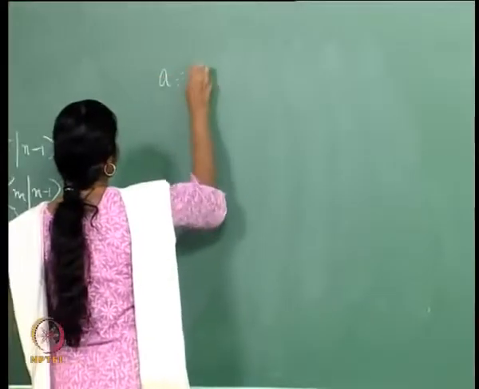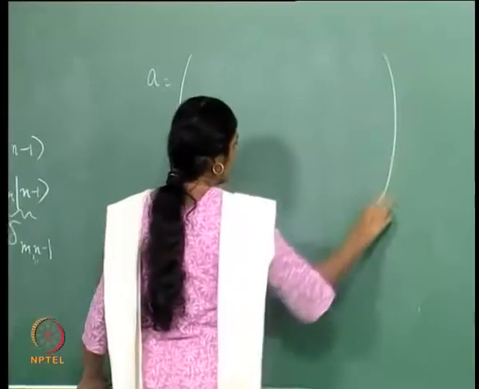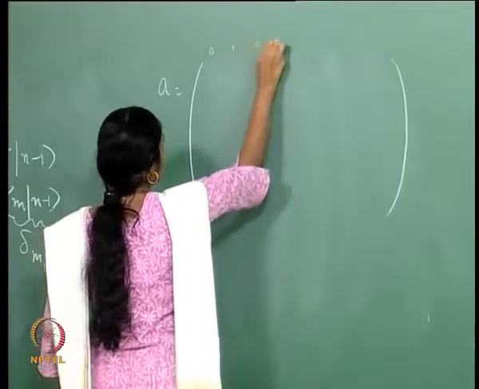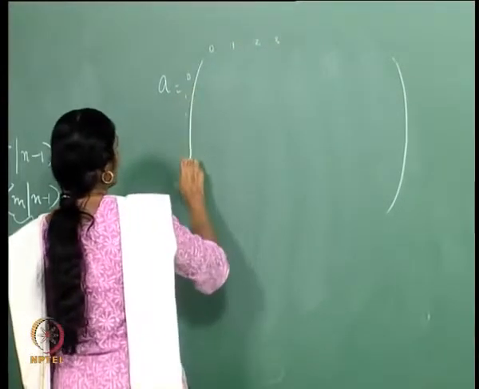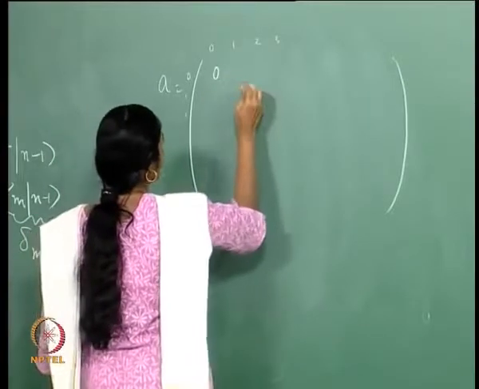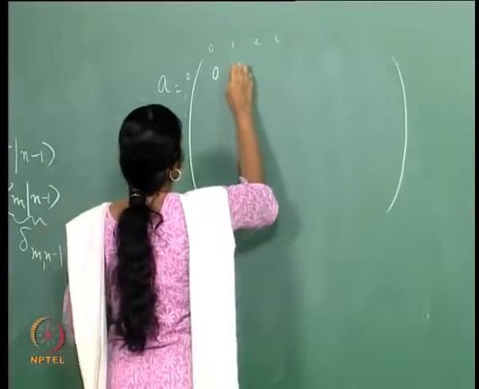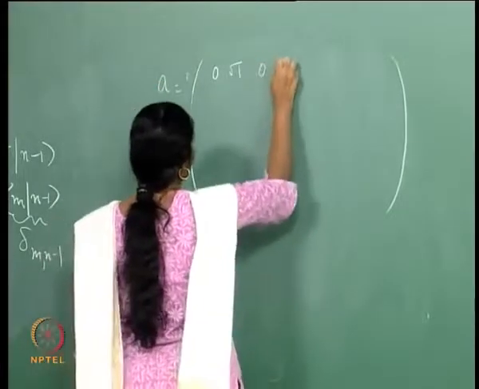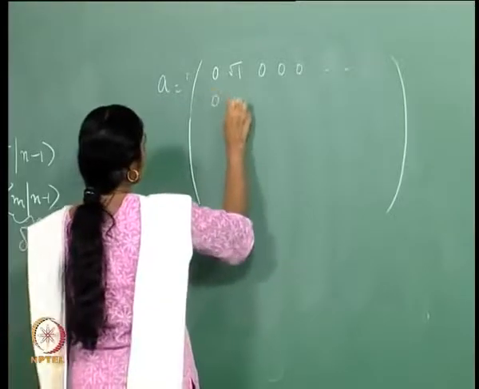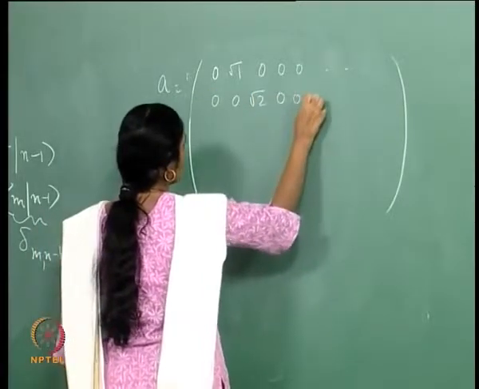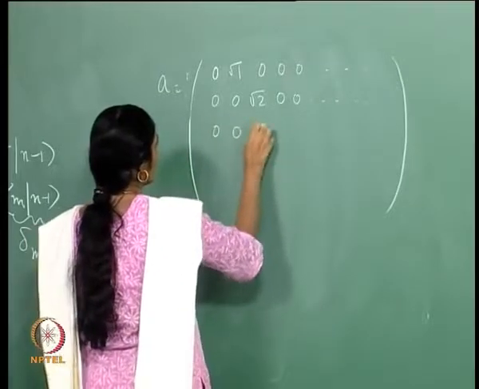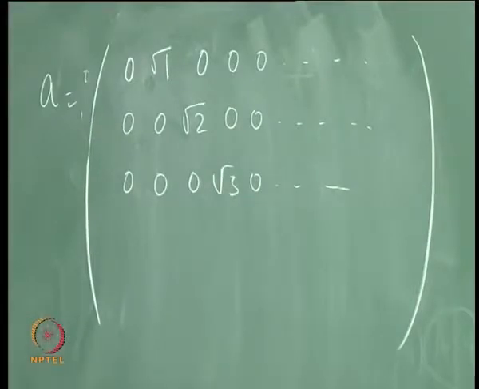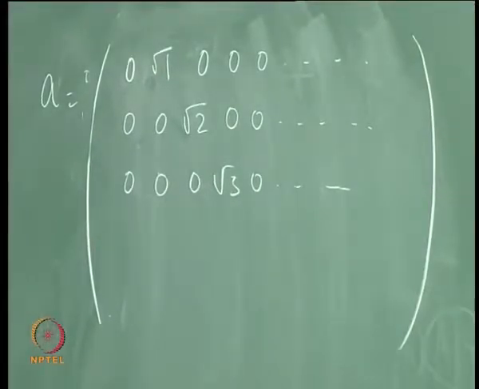So, it is clear that this is again an infinite dimensional matrix, and if the rows and columns are labeled 0, 1, 2, 3 this way and 0, 1, 2, 3 that way, it is clear that the diagonal elements are all 0, and then I have 0 root 1, 0, 0, 0 and so on, 0, 0 root 2, 0, 0 and so on, 0, 0, 0 root 3, 0 and so on. That is how I fill up the entire matrix, and this is the matrix A.